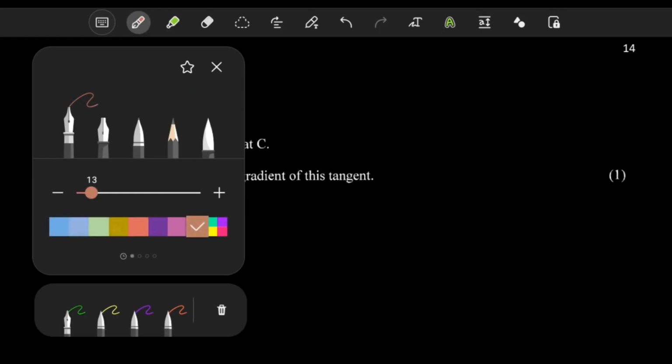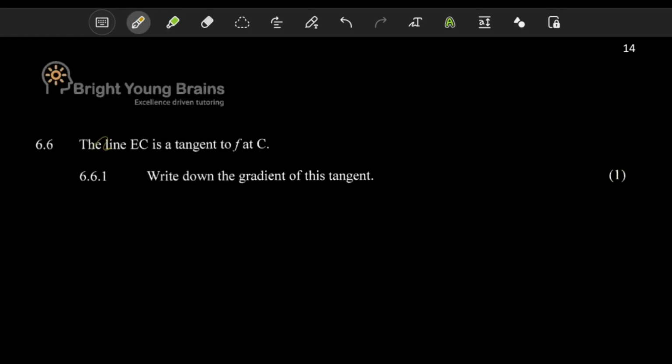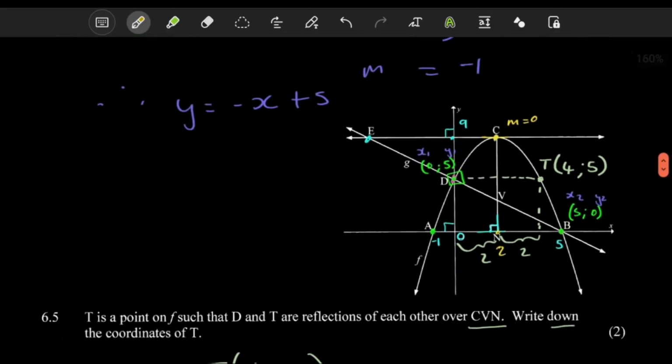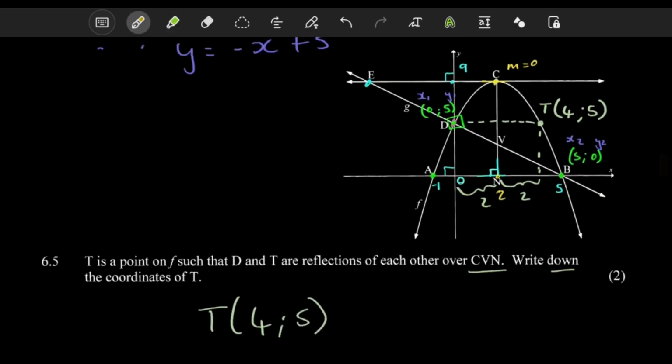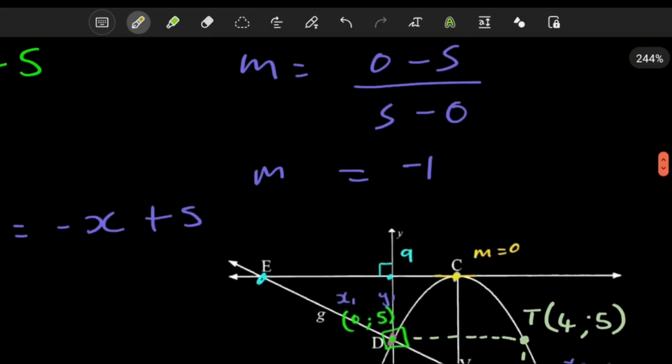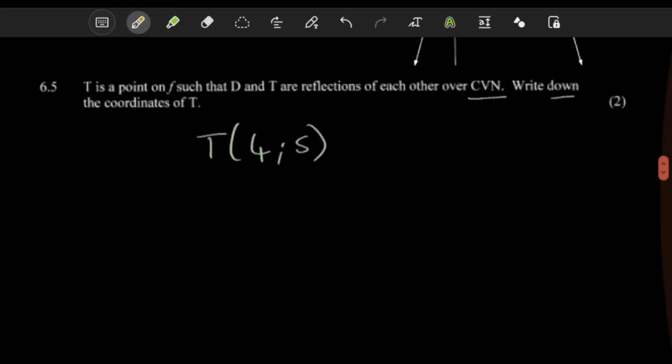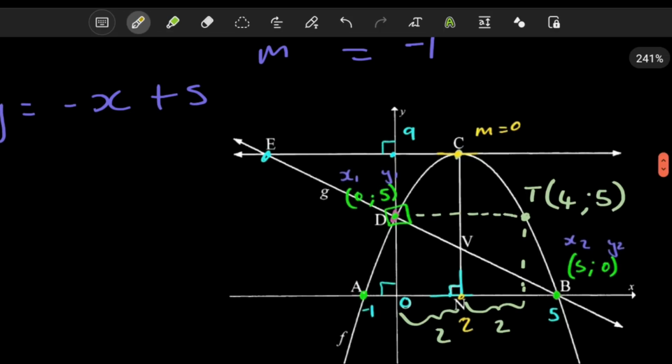Let's use this brown. For 1 mark, it says the line EC is a tangent to F at C. Where is EC? Yes, the line EC is a tangent to F at C. That's definitely true, because it's meeting it once there. They said write down the gradient of this tangent. Well, the gradient is just a 0. We know it's just a straight line there. It has a gradient of 0 because it's parallel to the x-axis.